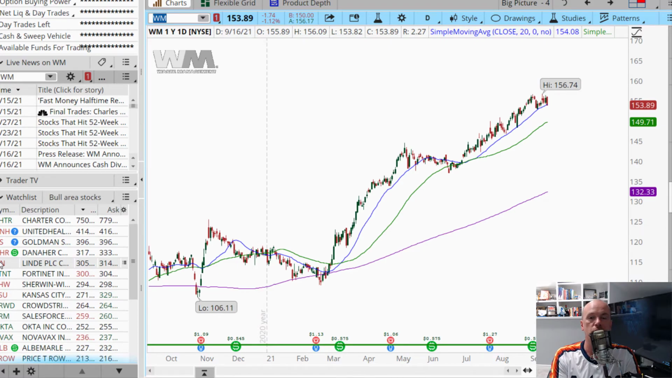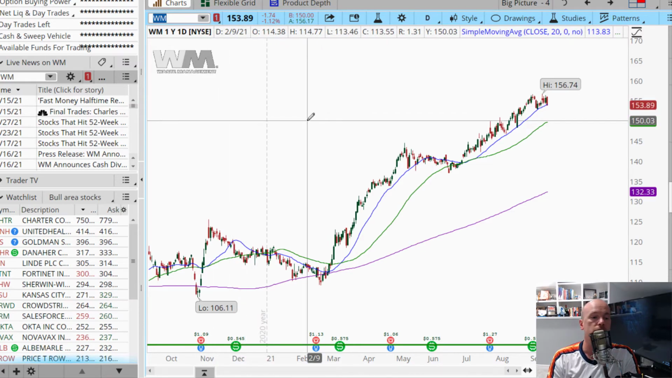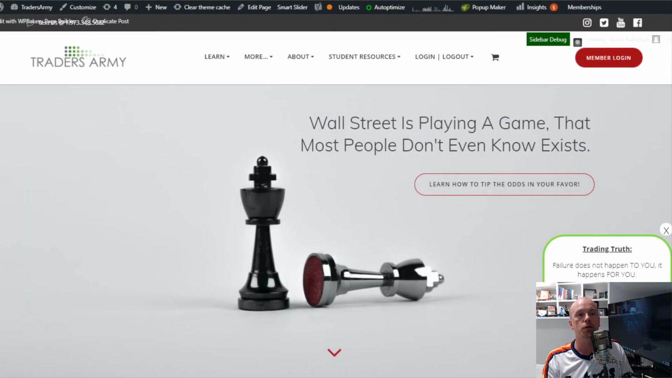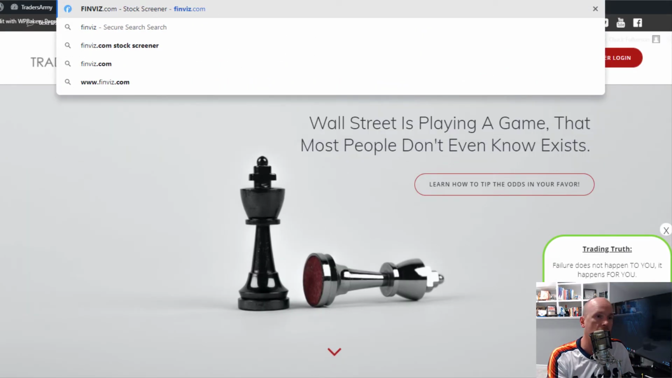Now, you say, well, I really like this scan, but I don't use this broker, or I have a brokerage and I'm not sure how to use it. Well, let me show you another way to do this scan, and that would be on the web. So I'm going to go to the internet and go to Finviz, Finviz.com.